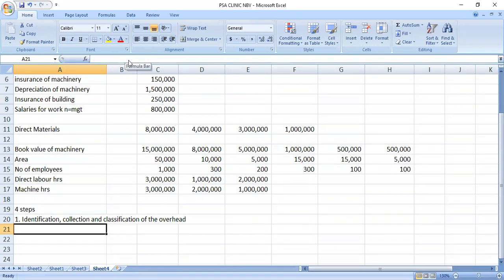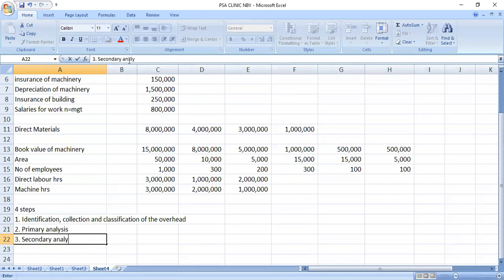Then step 2 is what we call the primary analysis, or we call it allocation of overheads to all cost centers. So the keyword there is all, regardless whether it is production or service center. Then step 3 is secondary analysis. Then step 4 is what you call the absorption, or you call it the cost unit.